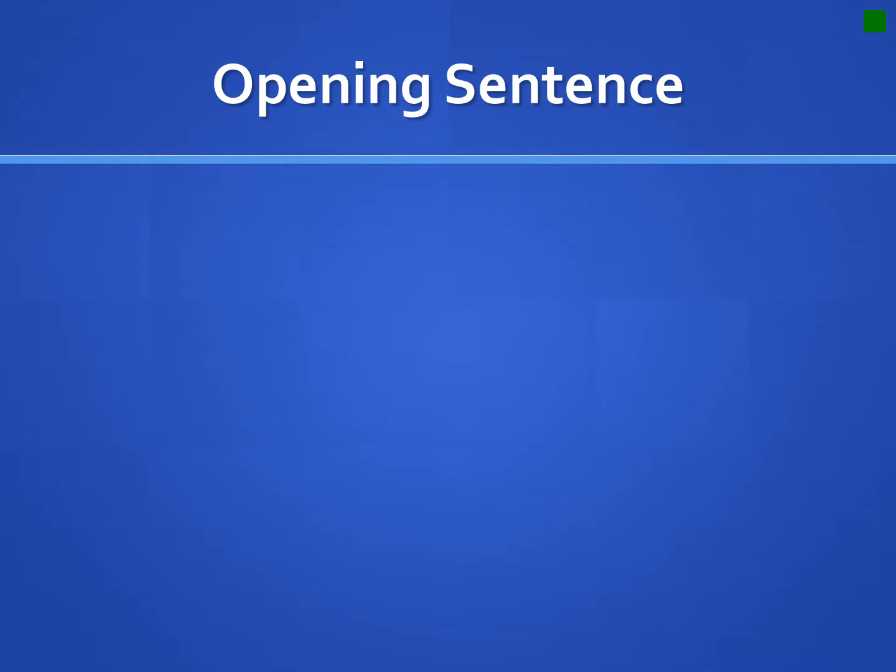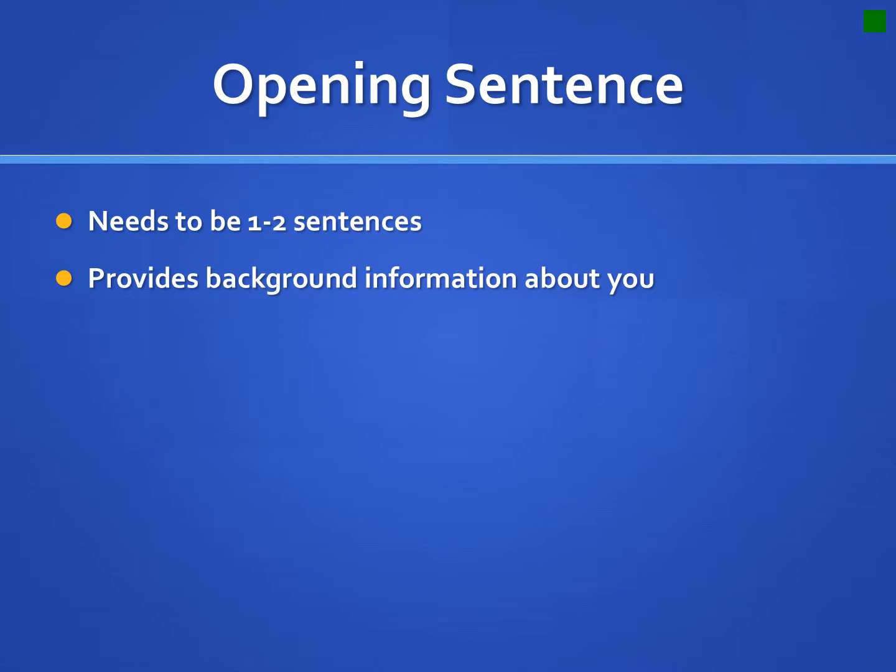So, if you read your instructions, it indicated that your paragraph needs to have an opening sentence, a topic sentence, as well as a closing sentence. Anytime that you write a paragraph for me, you must have an opening sentence, a topic sentence, which is your main idea, and supporting sentences, which support the main idea, and a closing sentence, which wraps everything up. So an opening sentence for this particular writing assignment needs to be 1 to 2 sentences. Your opening sentence needs to provide some background information about you as a student as it relates to the topic.